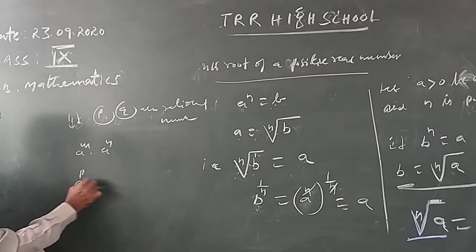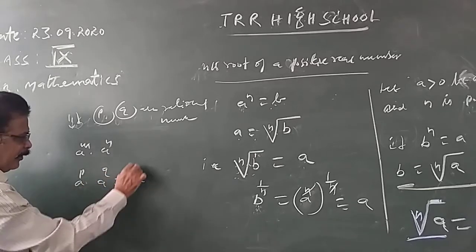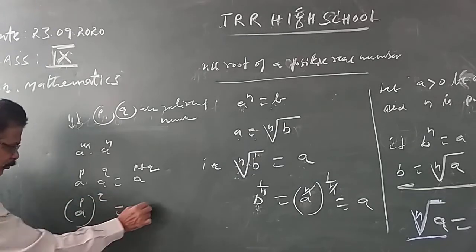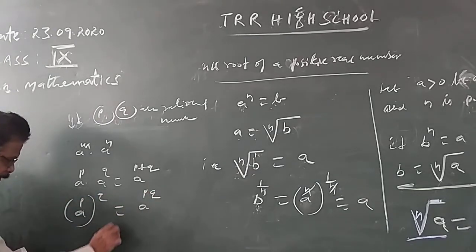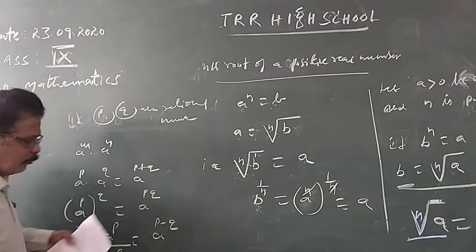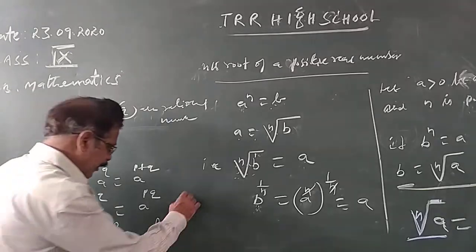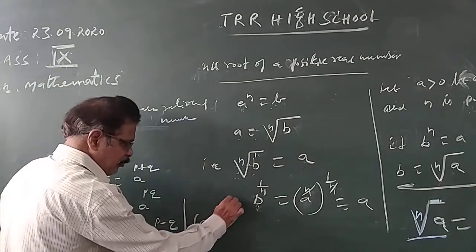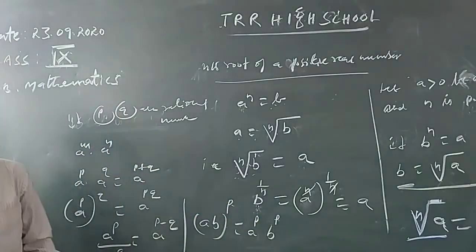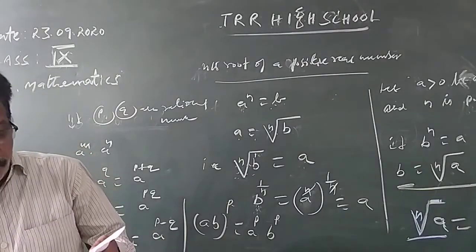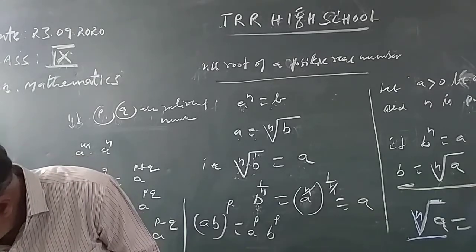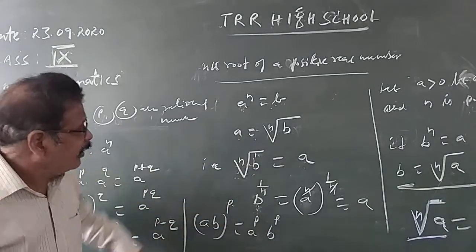For example, a to the power of p into a to the power of q is equal to a to the power of p plus q. A to the power of p, whole to the power of q is equal to a to the power of pq. A to the power of p by a to the power of q is equal to a to the power of p minus q, and so on we can write. Similarly, ab whole to the power of p is equal to a to the power of p and b to the power of p. P is a rational number. Rational form is what? It will be p by q form. So let us do some problems on this. Let me explain some problems related to the laws of rational numbers.